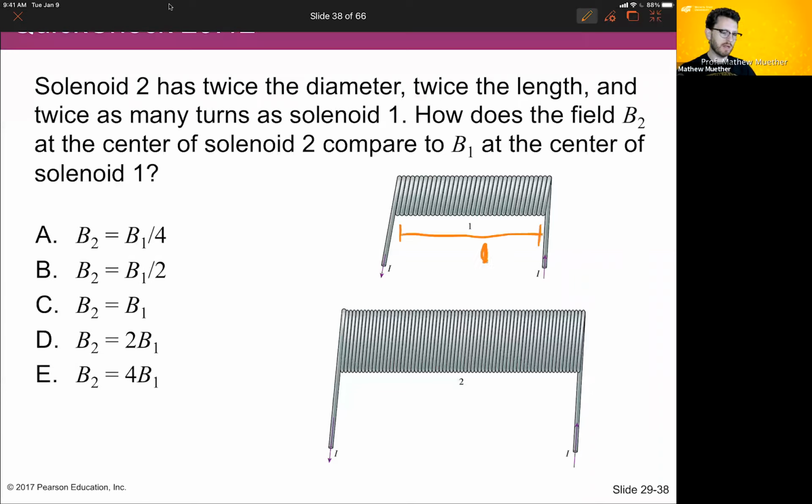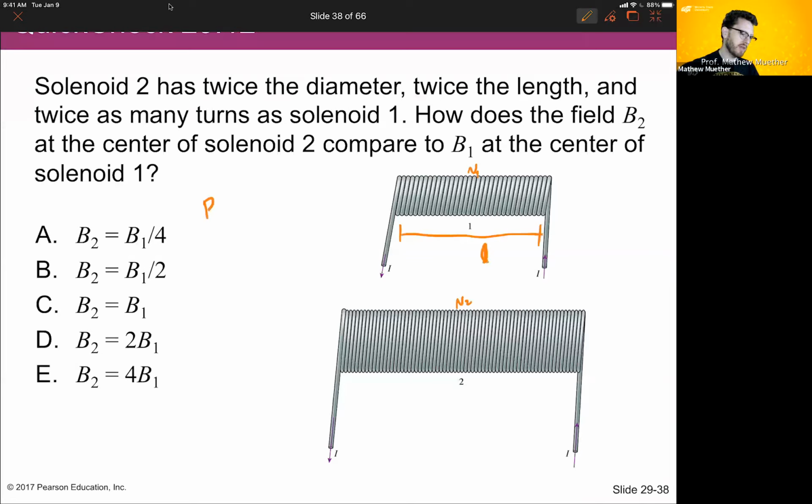We'll call it little l. And twice as many turns. Okay, so if I count the number of loops there, that one's N equals one and this one's N equals two. How do the fields running through the center of those solenoids compare?